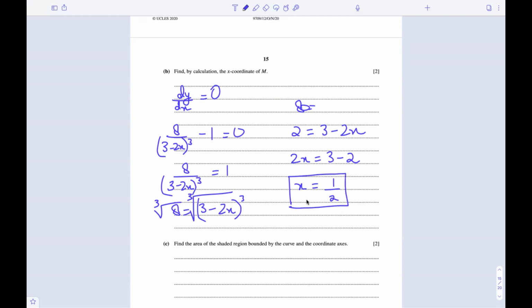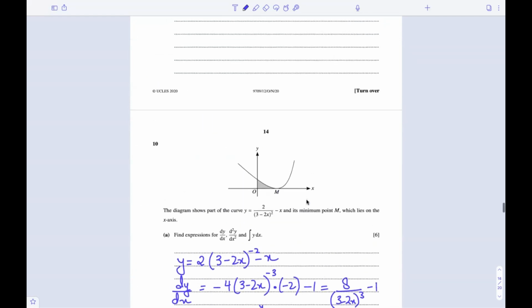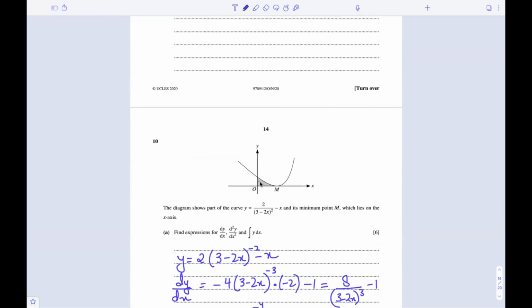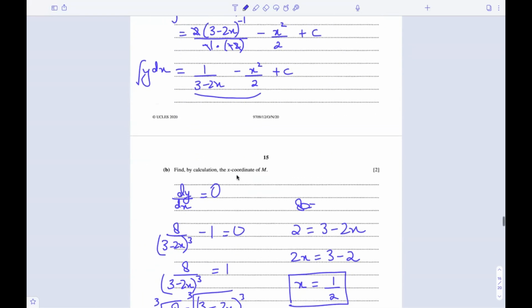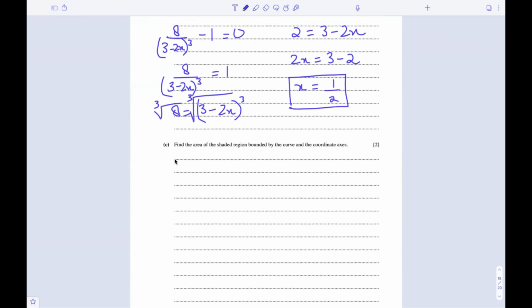In the last part, we have to find the area of the shaded region bounded by the curve and the coordinate axes. So we have to find this region. We know that the value of m is 1 upon 2 and the lower limit is 0. And we already have the integral of this function. So to find the area, we use the integral, which is 1 upon (3 minus 2x), minus x squared upon 2. And we also have the limits, which are 1 upon 2 and 0.